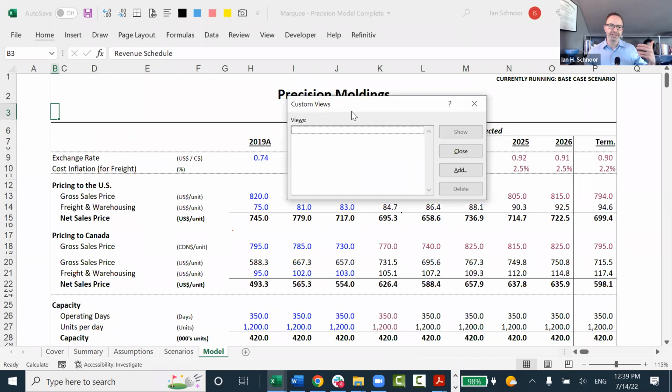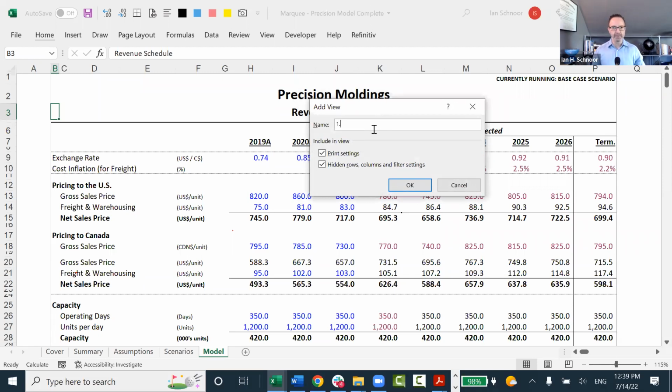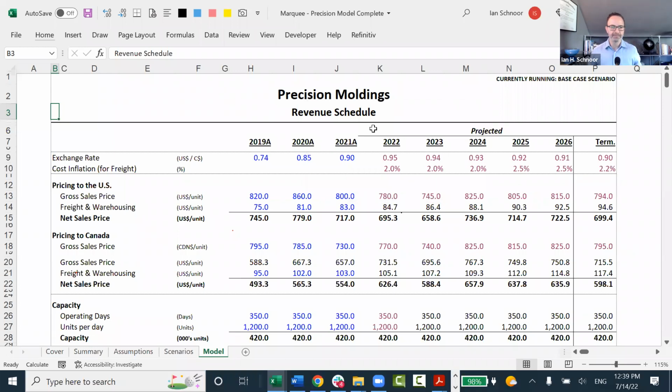This feature actually does live in a Mac. You just can't access it with the keyboard. So Alt-VV opened up a custom views menu. I'm going to click add. Watch this, guys. I'll click add, and I'm going to type in 1 revenue schedule. That's it. I just typed it in. Done.